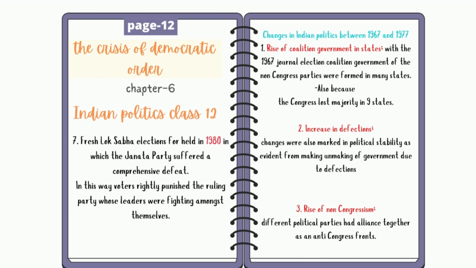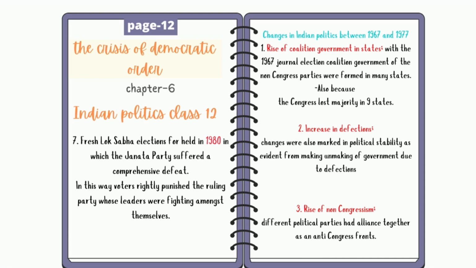Secondly, this statement I have not marked in blue color, I will do it later. Changes in Indian politics between 1967 and 1977. First, rise of coalition governments in states. With the 1967 general election, coalition governments of non-Congress parties were formed in many states, also because the Congress lost majority in 9 states.